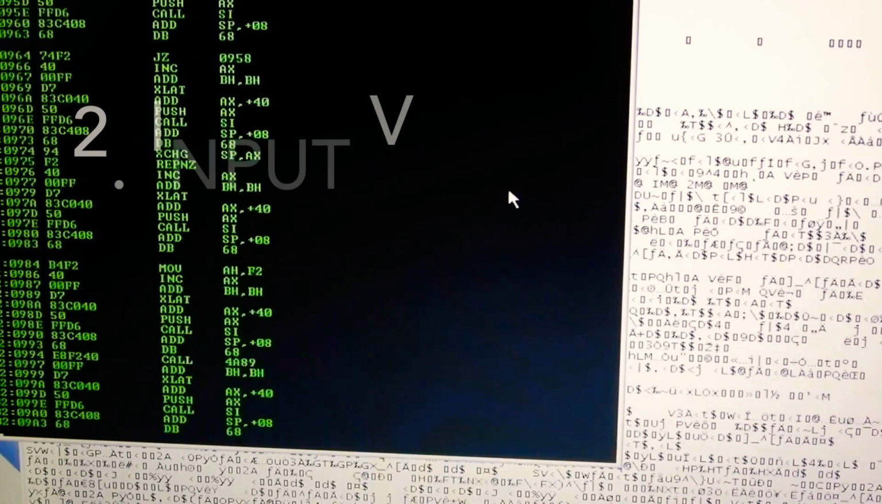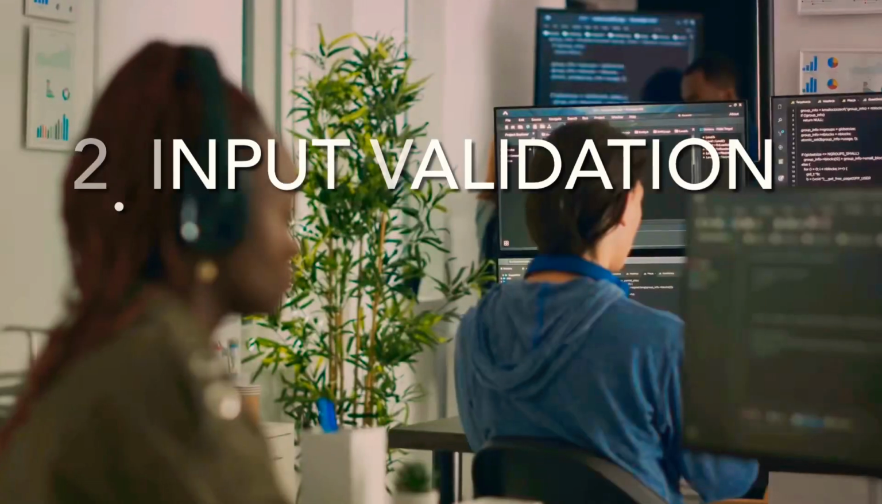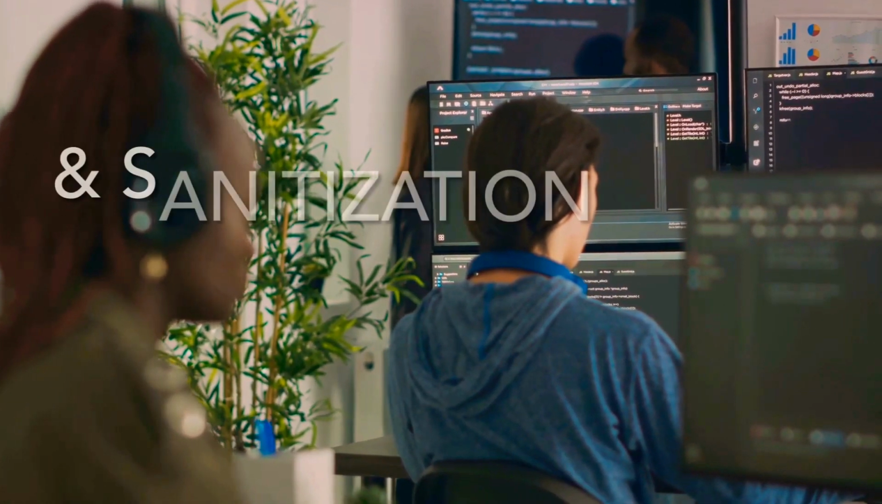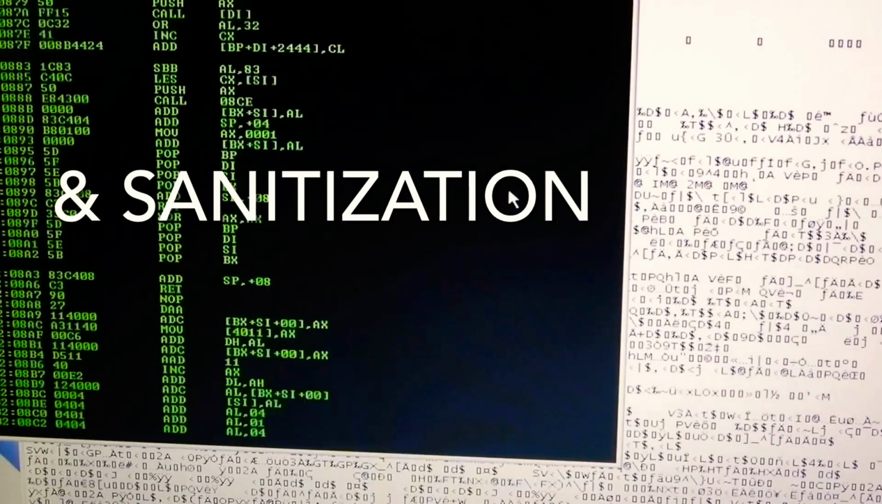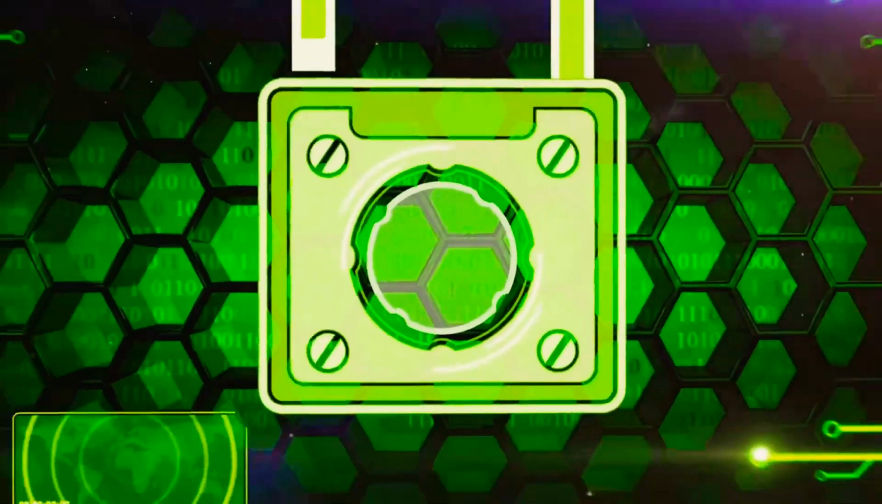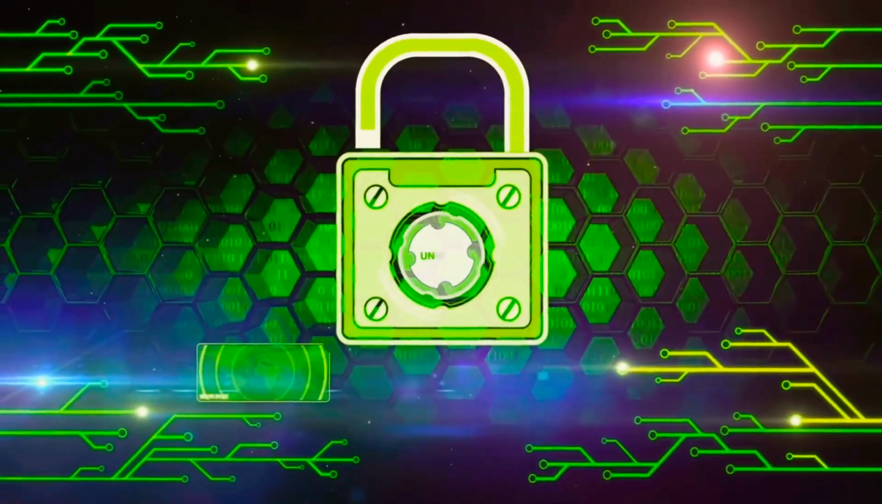Input validation and sanitization. Validate and sanitize all user input before using it in database queries. This includes removing or escaping special characters, checking for expected data types and lengths, and using allow lists to restrict input to known safe values.